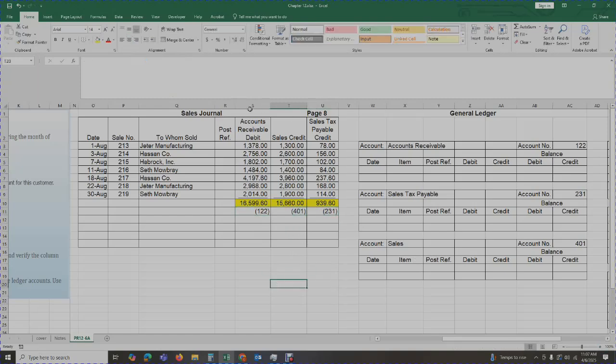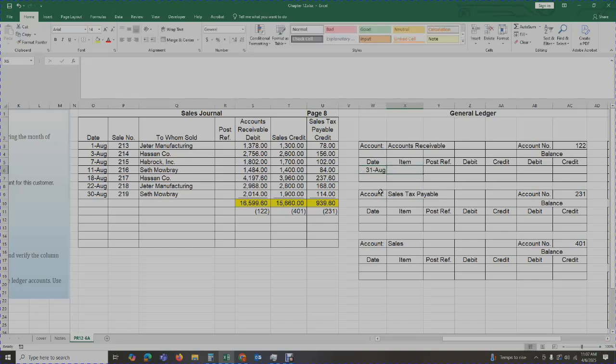Now that I've done my sales journal, I'm going to transfer the information over to my general ledgers. So now we're going to start off with our accounts receivable. That is being posted on account number 122. So we're going to pick up the last day of the month because this is for the month of August.